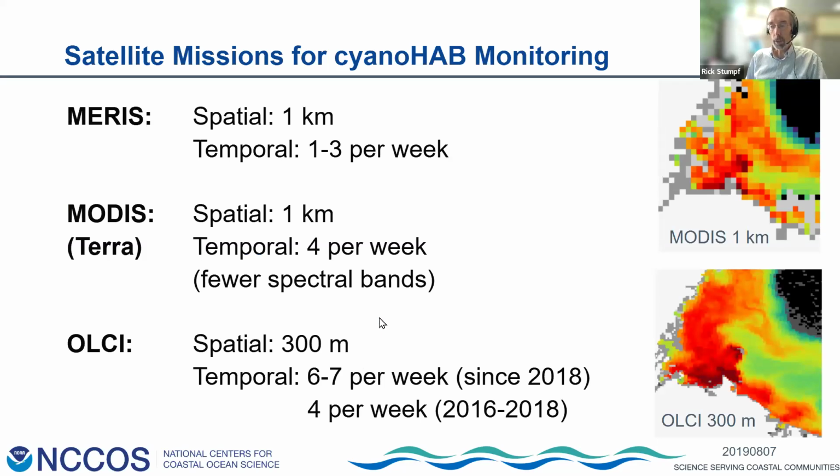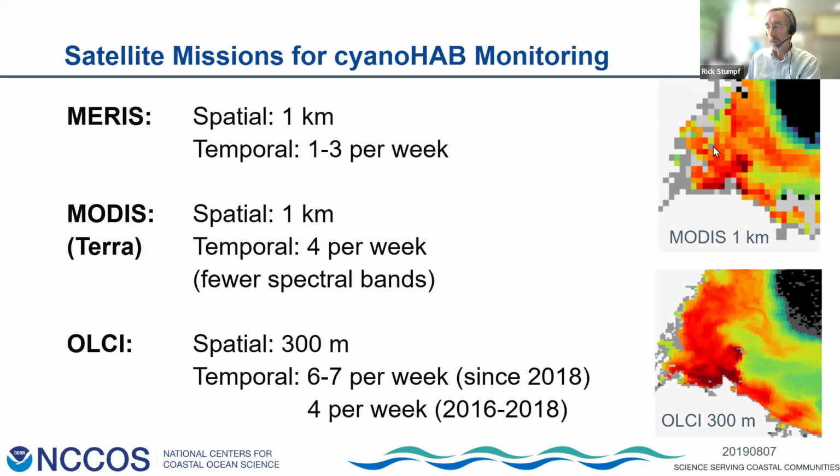Just to get a little better sense of them, the MERIS data that we work with is basically about a 1 kilometer pixel. And it was about 1 to 3 per week. They would actually record the data for a while to collect it, and then started using a Canadian site to download the data directly. So the amount varied per week depending on the ability to record it. MODIS is about 1 kilometer and a little wider swath, so there's about 4 per week. Again, it had fewer spectral bands. And then the OLCI, which is 300 meter data, so higher resolution.